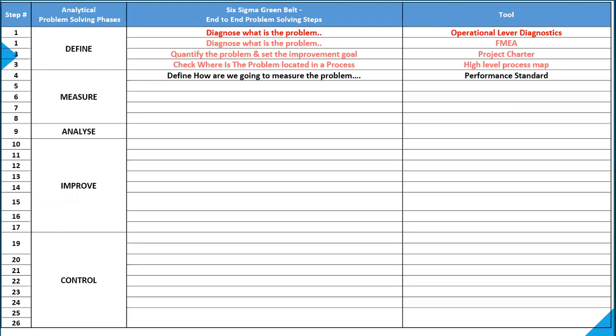Yes, as we discussed, we are done with the define phase. In the very next video, we will enter the measure phase, where we are going to define how we are going to measure the problem with the help of performance standards. So this is about today's video.